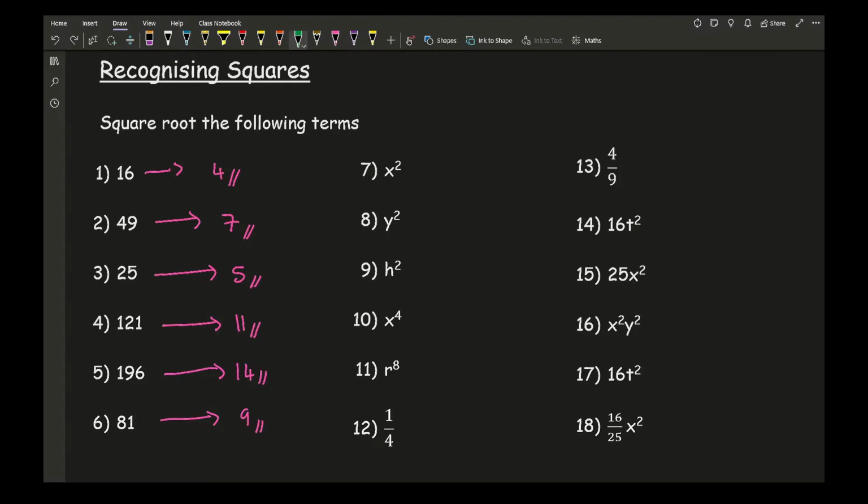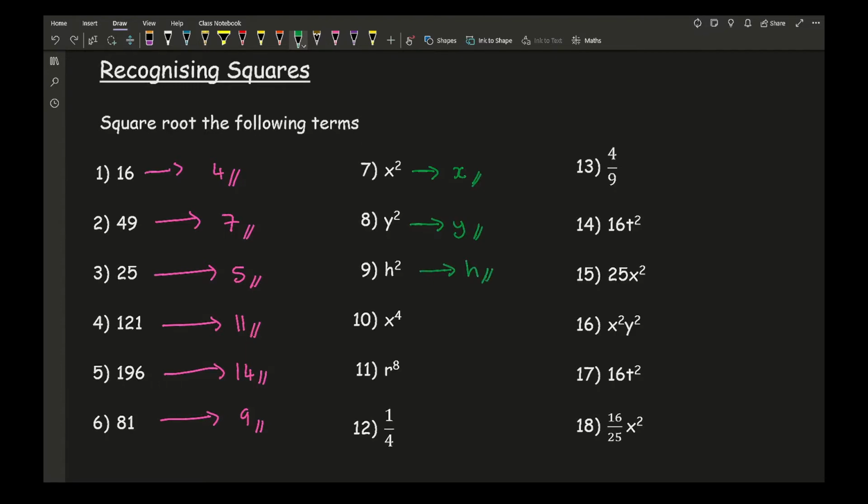So then moving on to more algebraic terms, if we wanted to square root x squared, all you've got to do is ask yourself, what do I need to square to get x squared? And that's going to be x. What do I need to square to get y squared? Well, that's going to be y. What do I need to square to get h squared? Well, that will be h.